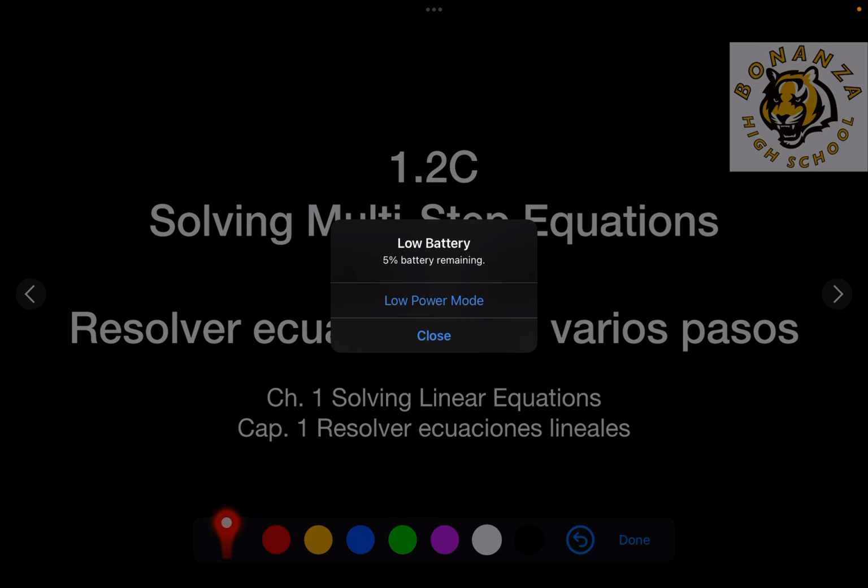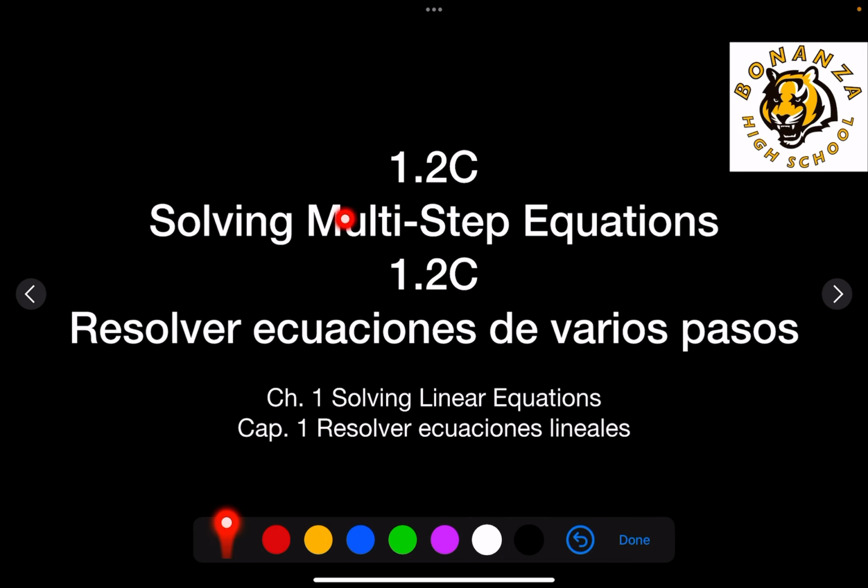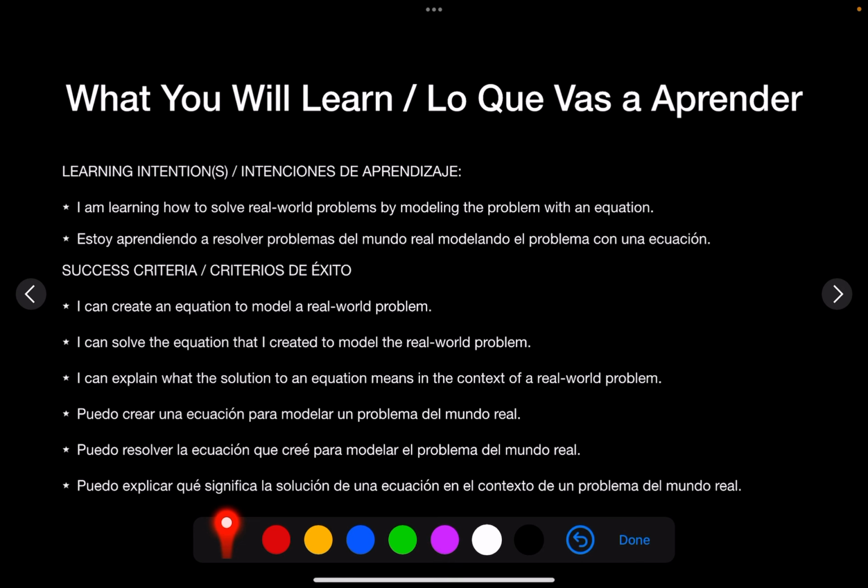So now we're ready to solve 1.2 Part C, writing multi-step equations. Remember, what we're going to learn is how to model real-world problems with an equation. And we're going to determine our success by creating those models, solving them, and then explaining the solution in its context.